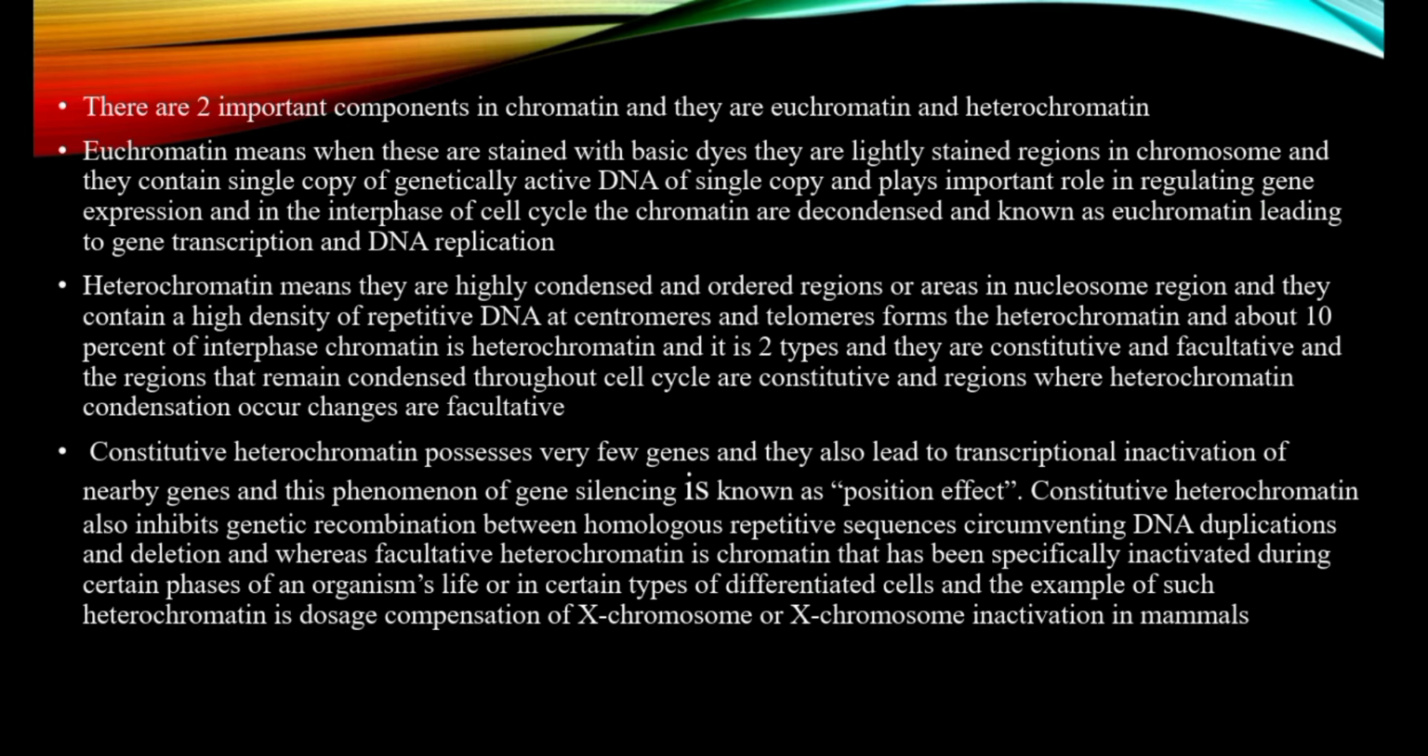When compared with the facultative heterochromatin, it is in an inactivated state during certain phases of the cell cycle and of the organism's life. For example, heterochromatin is involved in dosage compensation, like X chromosome inactivation, which occurs in mammals. So these are the different parts and functions of the chromatin.